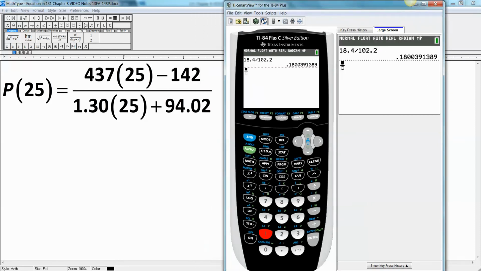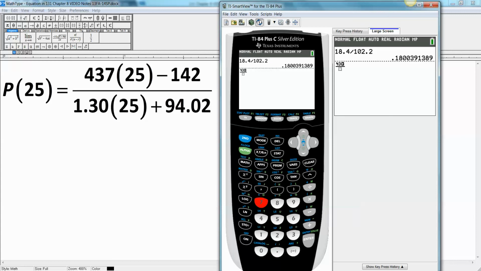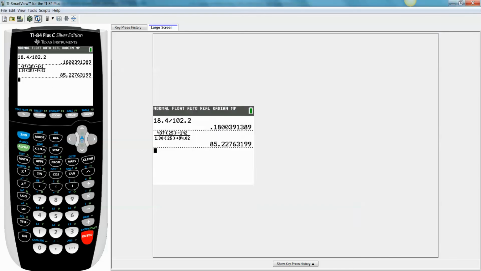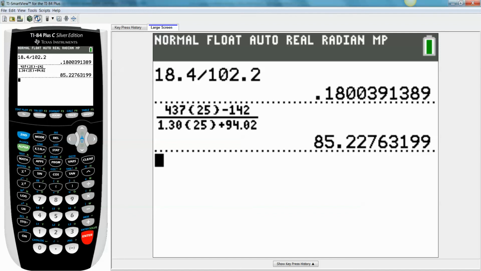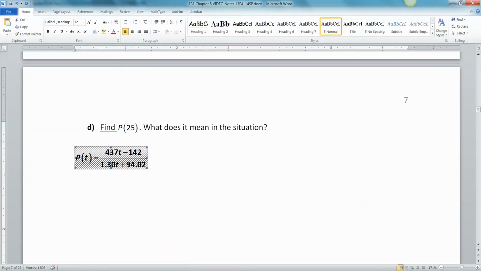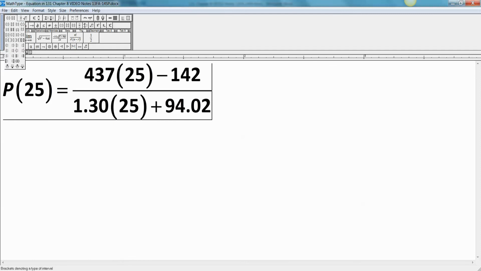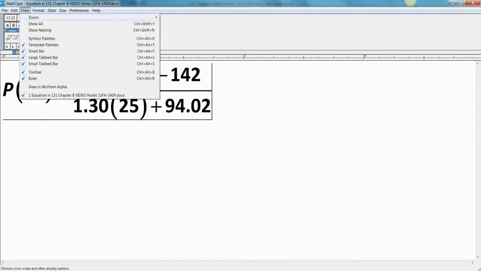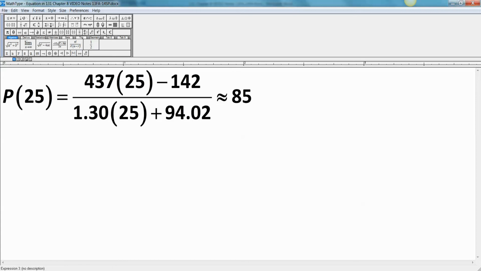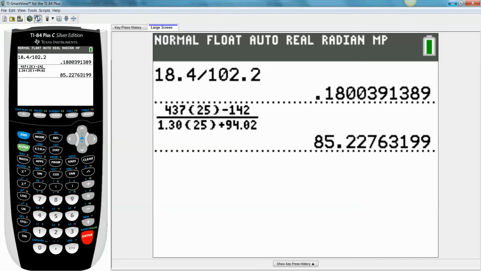So I want 437 times 25, close parentheses, minus 142. Then use your arrow key to get down. 1.30 times 25 plus 94.02. It looks just like you expect it to look. That new feature with the numerator over denominator business is only available on an 84 with the new operating system. All right, and then let's see here. So I would say this is about 85. There we go. About 85 point, what was that? 85.23.